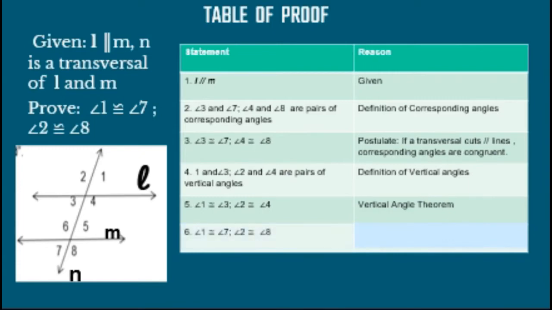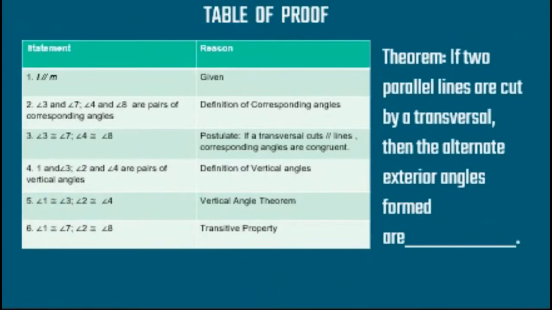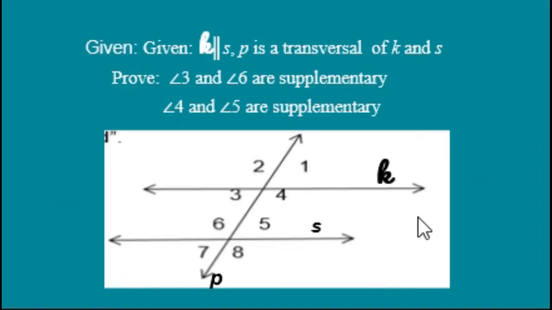Therefore, angle 1 is congruent to angle 7. Angle 2 is congruent to angle 8. The reason is transitive property. Alright? Now, theorem: if two parallel lines are cut by a transversal, then the alternate exterior angles formed are congruent. Next example, given K is parallel to S, P is a transversal of K and S.